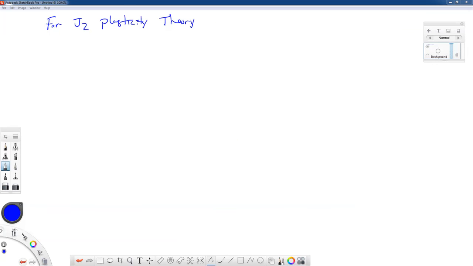Now at this point we're going to take a further simplification, but it's a good one. For J2 plasticity theory, we're going to take our yield function f to be defined as Sij Sij equal to 2/3 sigma naught squared. J2 is equal to 1/2 Sij Sij. So if we want, we can set that equal to 1/3 sigma naught squared. I prefer the top function, so it's related to the J2 theory. So we can say this f is proportional to J2.